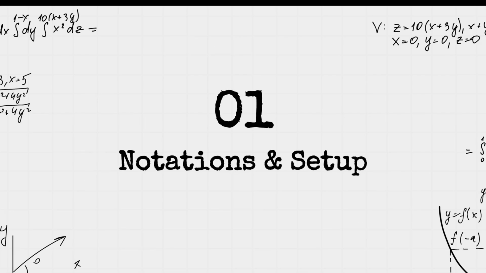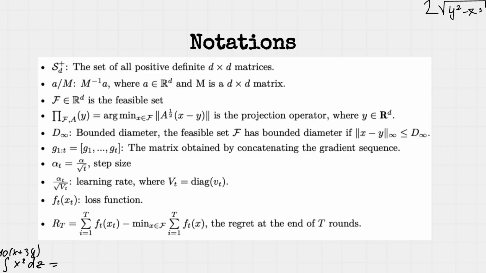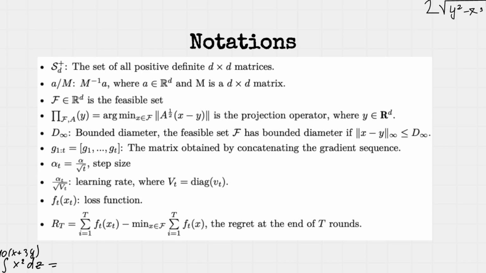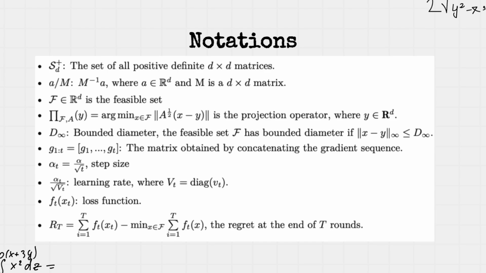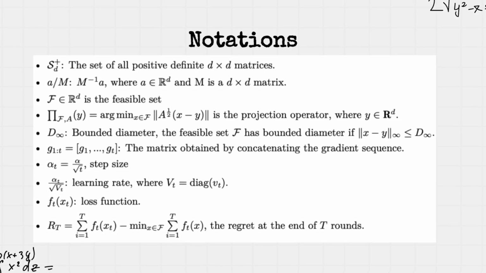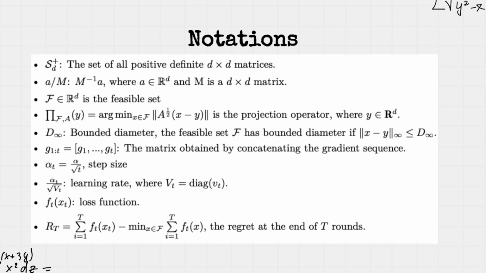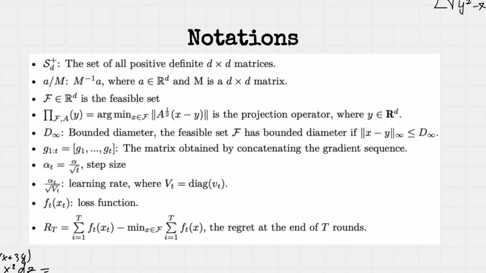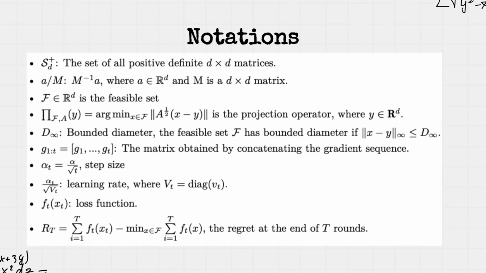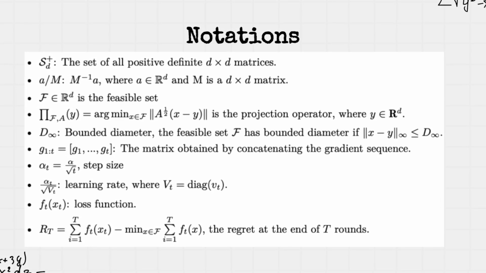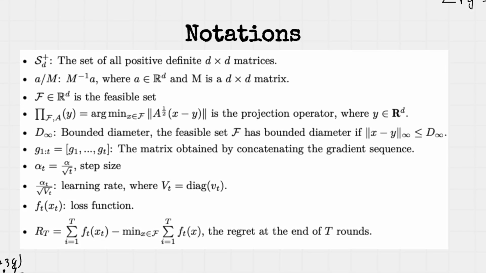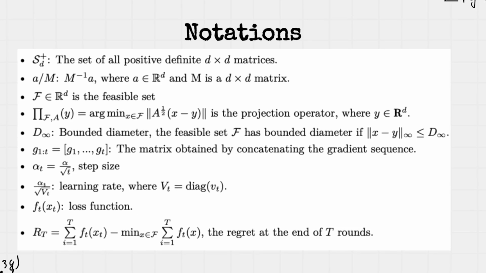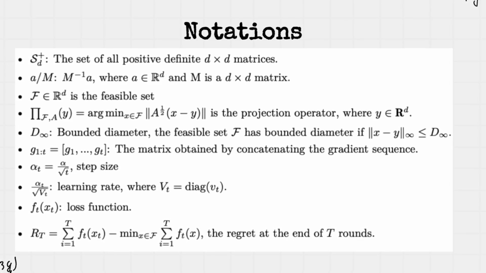Now, let us go over the optimization setup and the notations. S_D^+ represents the set of all positive definite matrices, and F denotes the feasible set, and the projection operator projects the point y onto the feasible set F under a transformation determined by matrix A. The term alpha_t denotes the step size at time t, which is adjusted as alpha over square root of t, where alpha is a constant scaling factor. f_t is the loss function at time t evaluated at point x_t.